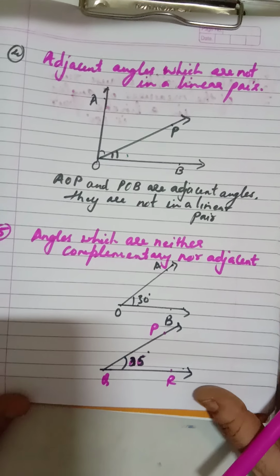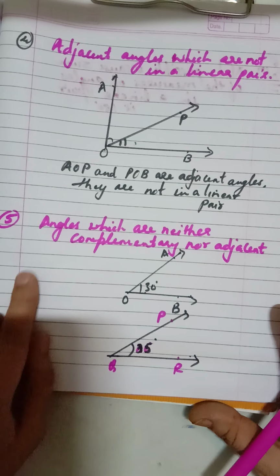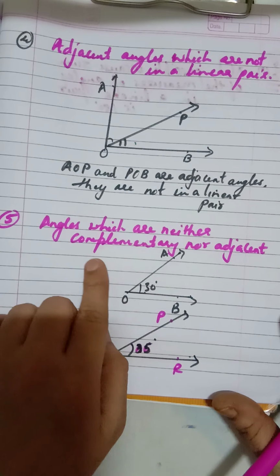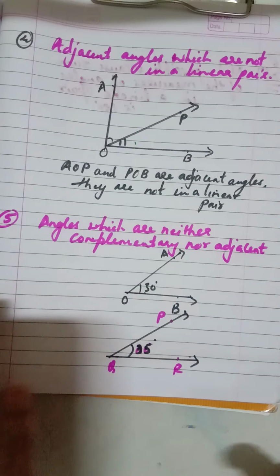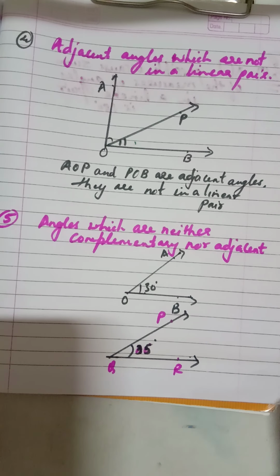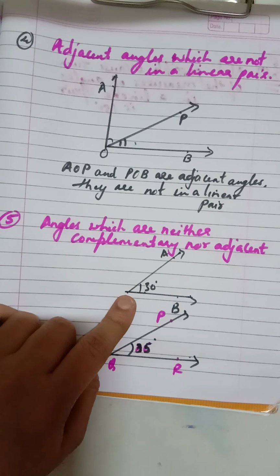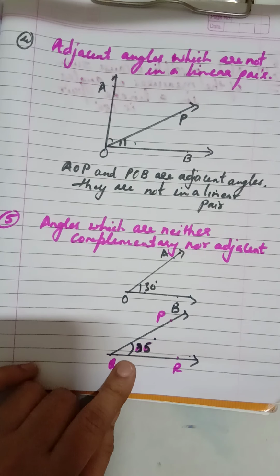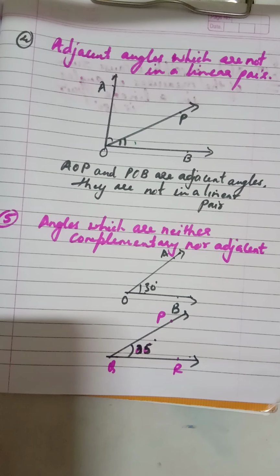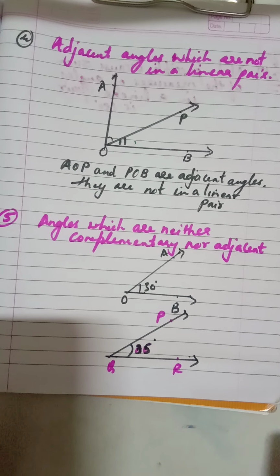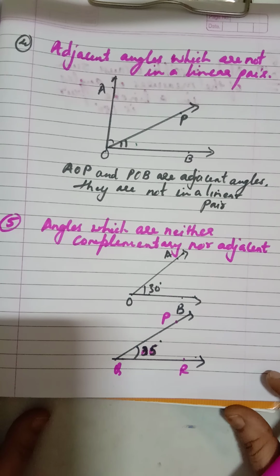Now coming to the next one, question number 5. Angles which are neither complementary nor adjacent. They are not adjacent, so we have drawn a separate figure. They are not complementary also. So this is 30 degrees, I have drawn roughly, and this is 35 degrees. 30 plus 35 becomes 65, which is not 90 degrees, right? So they are neither complementary nor adjacent. So you can draw this figure.